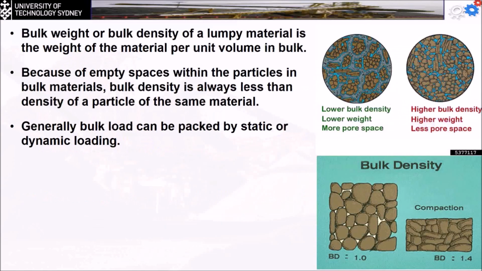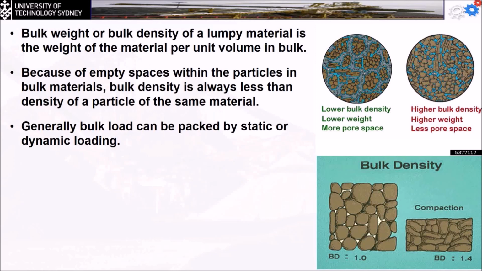So the bulk weight or the bulk density of the lumpy material is the weight of the material per unit volume in the bulk. So this is the bulk size. You can have space between them. Because of the empty spaces within the particles in the bulk materials, the bulk density is always less than the density of the particles of the same material. That's obvious because the volume is going to be bigger.